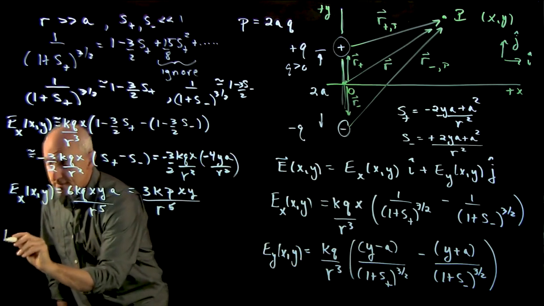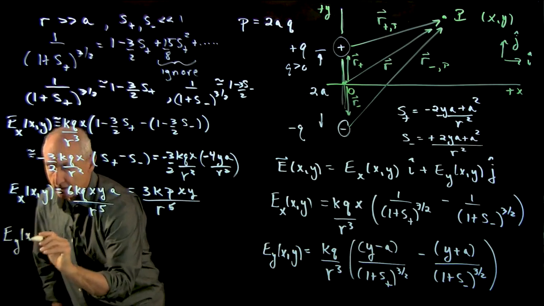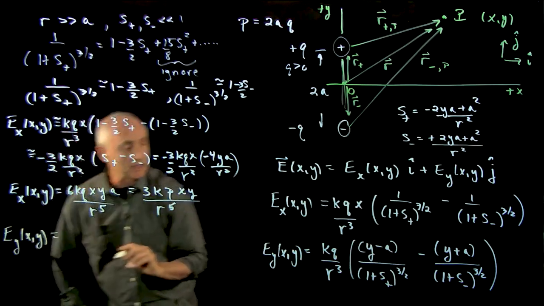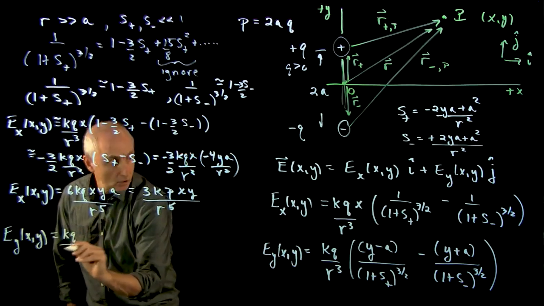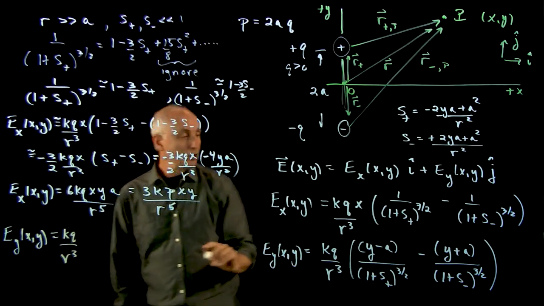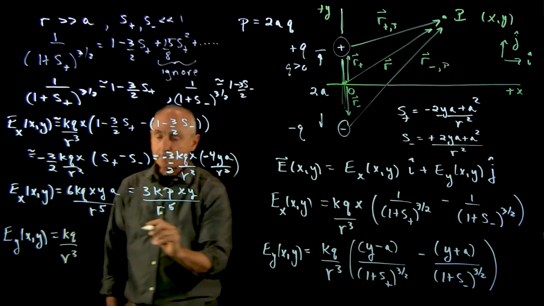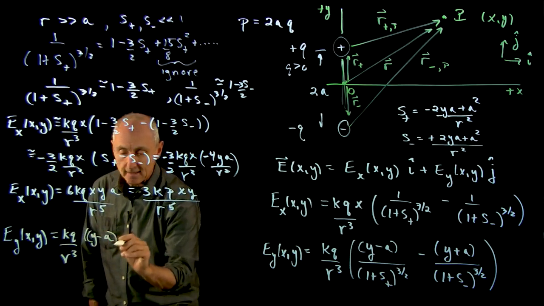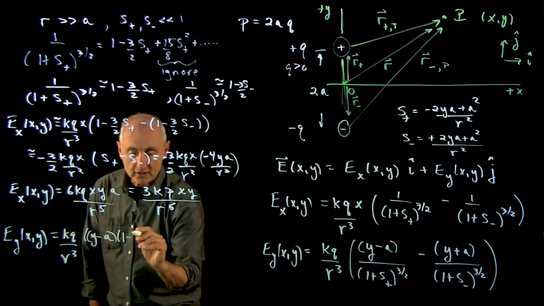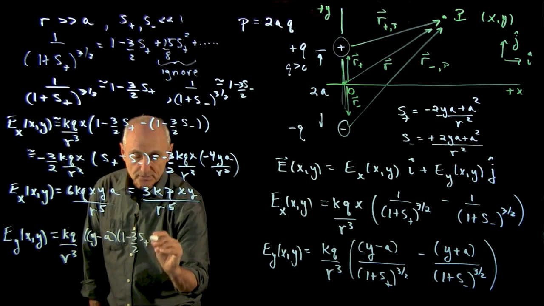Now, the other term, it's a little more complicated. So let's see what we can get. We have, again, kq over r cubed. We have, this is a little messier, 1 minus a times 1 minus 3/2 s plus.